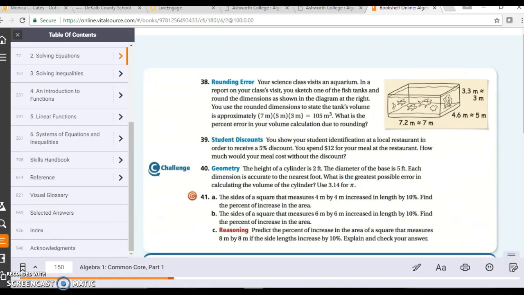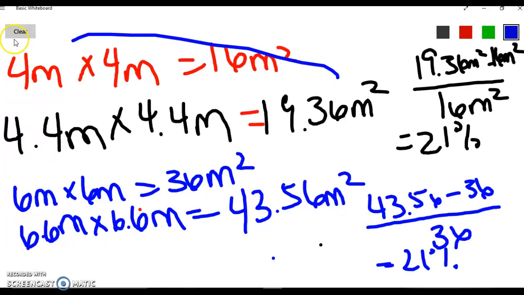Okay, so the last one says predict the percent increase in the area of a square that measures 8 by 8 if the side length increased by 10%. Alright, so my guess would be that it's going to increase by 21% again, but we need to check it just to be on the safe side. So let's check it. I'm going to clear what I have here.